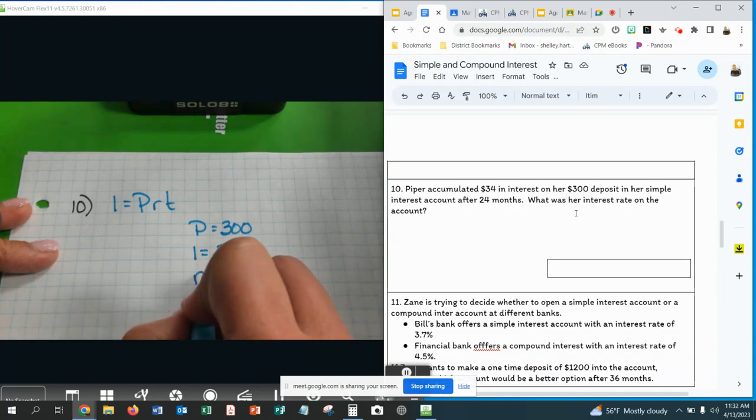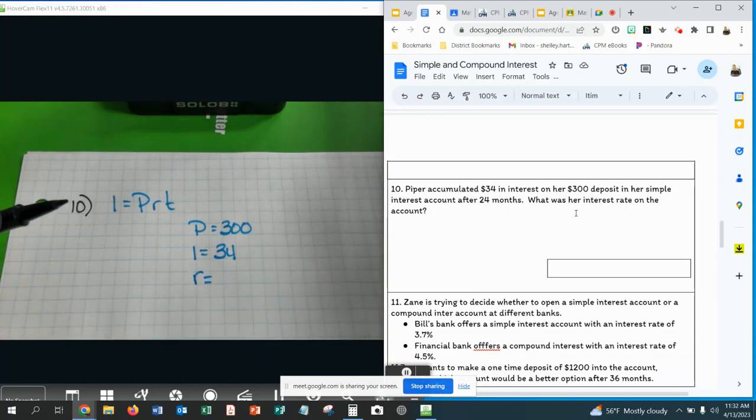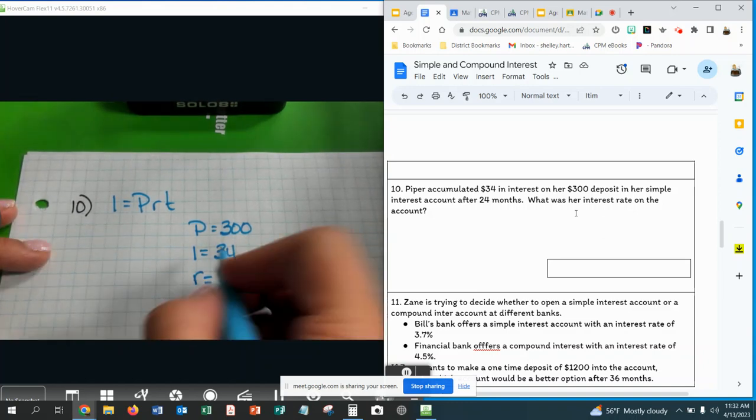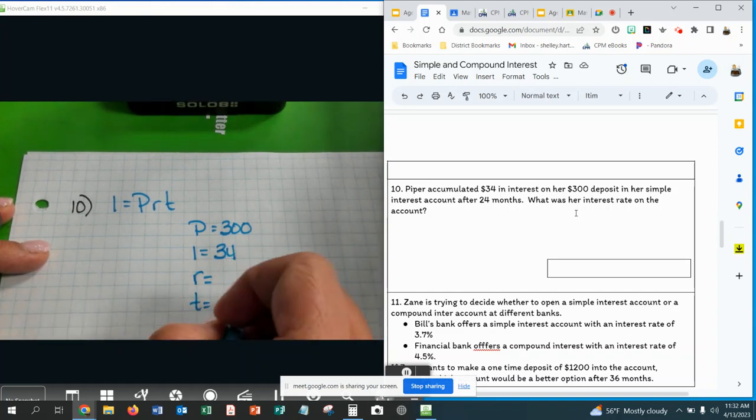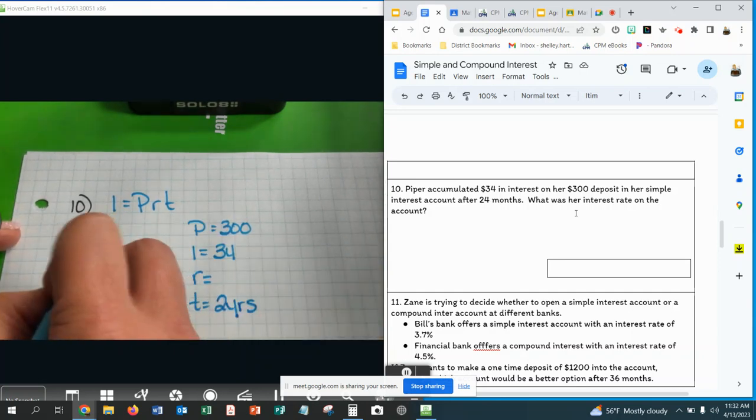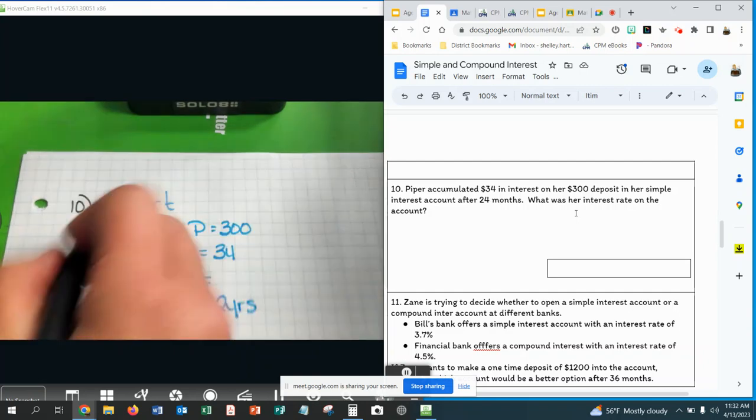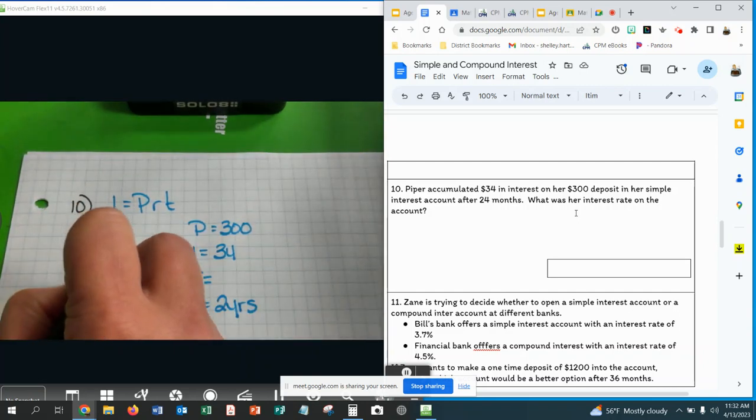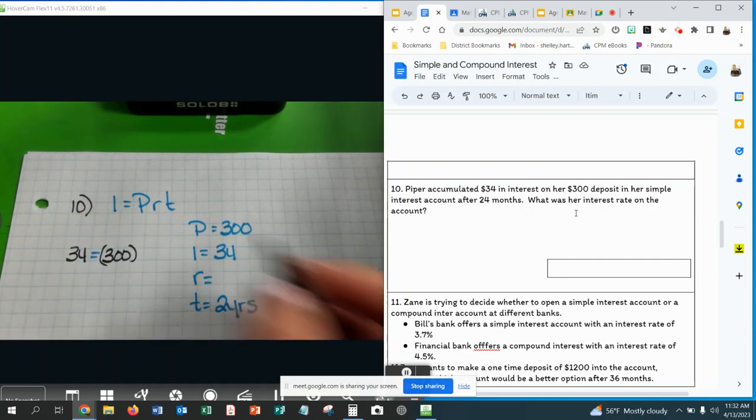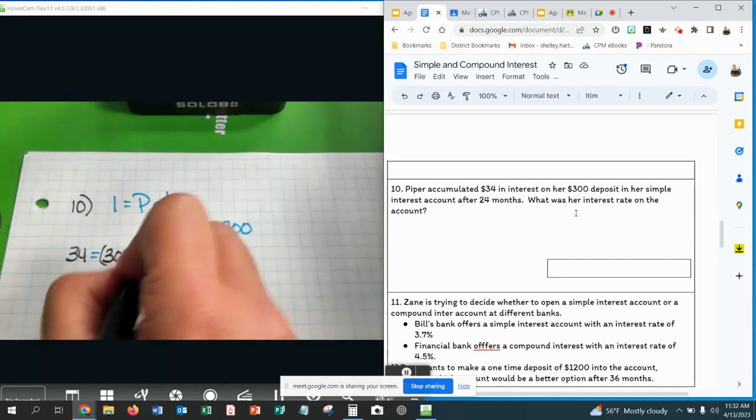Okay. Do we have a rate? No, because that's what they want, but we do have a time. And it says 24 months, so it's 2 years. Great. Let's plug it in. So our interest is 34. Our principal is 300. Our rate is here. And our time is 2 years.